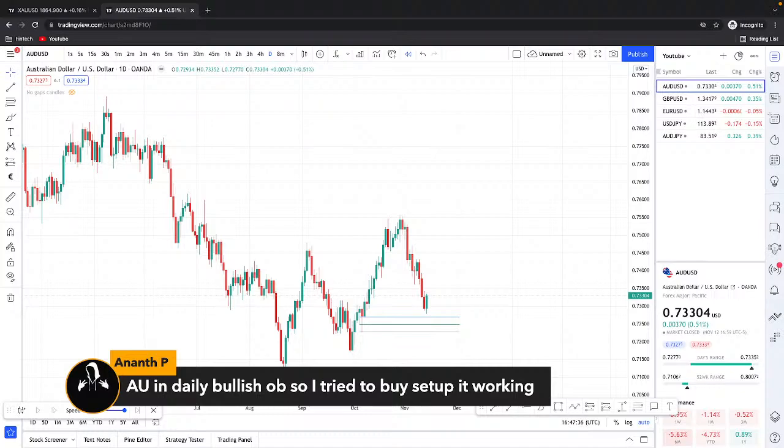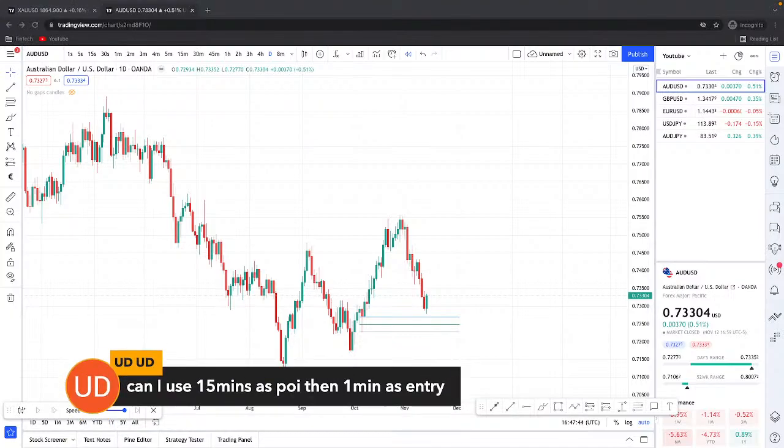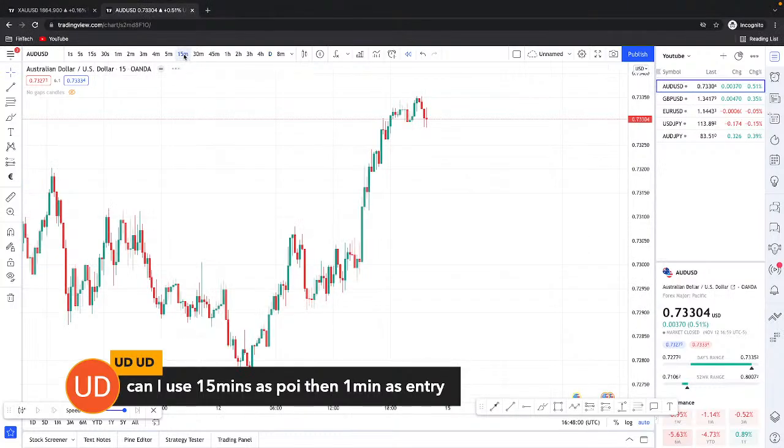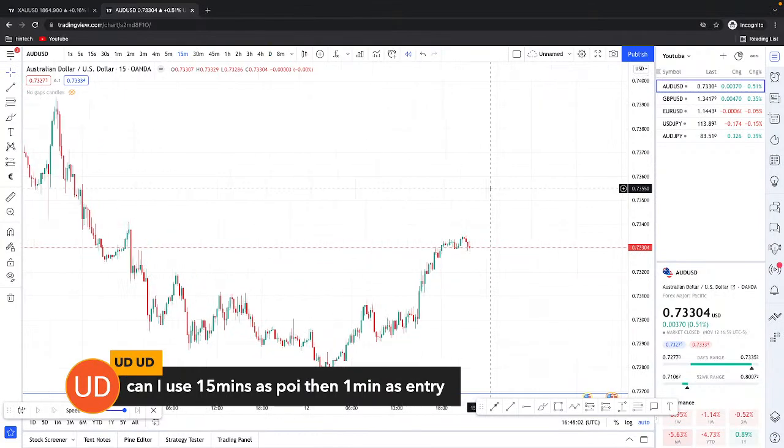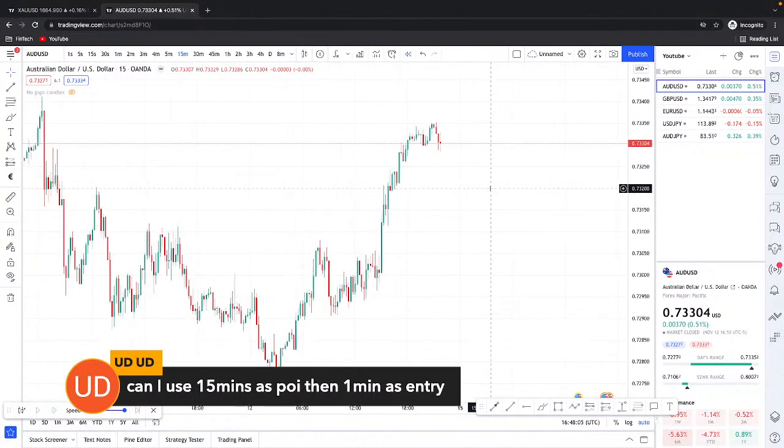Right, so the next question. UD is asking, can I use 15 minute as a POI and then 1 minute as an entry? That's a kind of intraday model, but yes, UD, you can follow the 15-minute POI and 1 minute entry as well. Yes, that's possible actually.